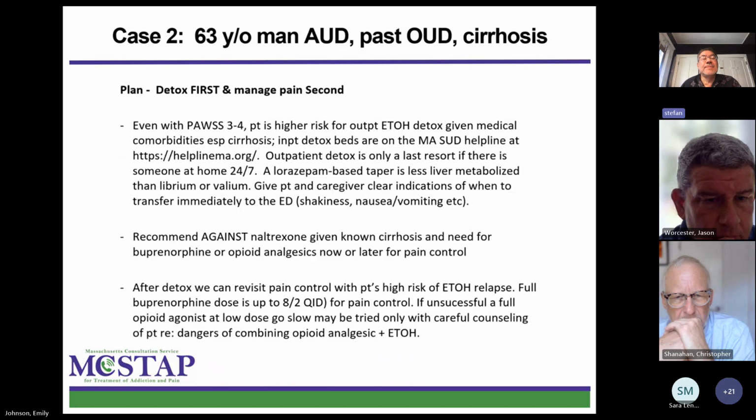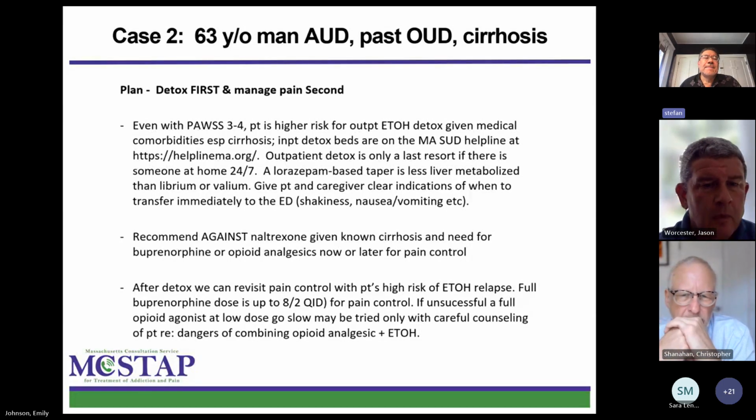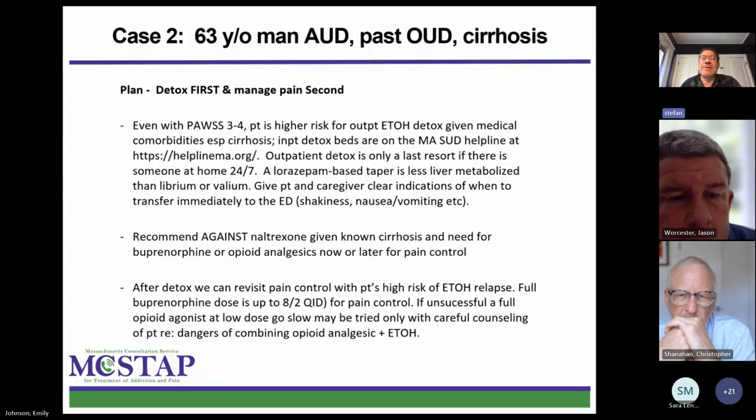What would we do? Okay. All right. They're in pain. They need detox. Detox first. Okay. Safety first, comfort second. Unfortunately, that is a very good guideline. The outpatient ETOH detox would need to have a lot of support, family, community, friends, someone there 24/7. This is fairly standard, but even more so in the elderly.